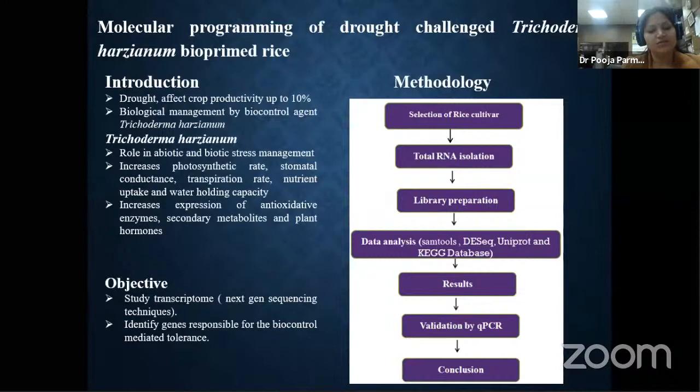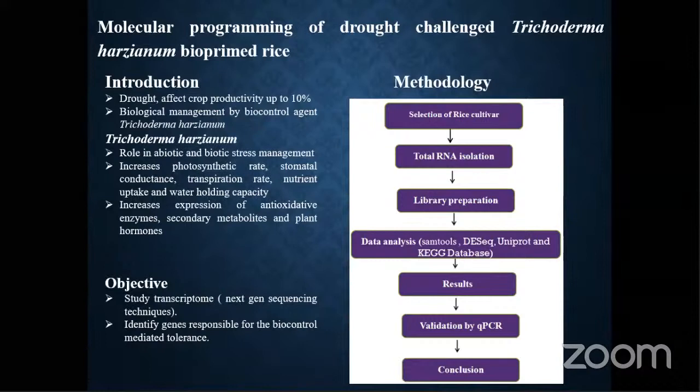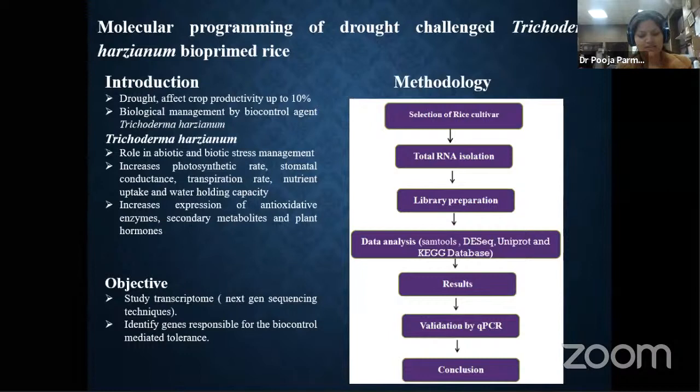Besides this, it also has a role in upregulation of antioxidative enzymes and secondary metabolites. Considering this, Trichoderma harzianum was chosen for the present study. However, the molecular basis for these effects is less known. So the objective is designed to study the transcriptome of biobprimed rice under drought conditions to identify the possible genes responsible for biocontrol mediated tolerance. Methodology briefly: first, a suitable rice cultivar was selected, and after RNA isolation, libraries were prepared and data analysis was done through bioinformatic protocols. Then the results, and some of the candidate genes were validated by qPCR.